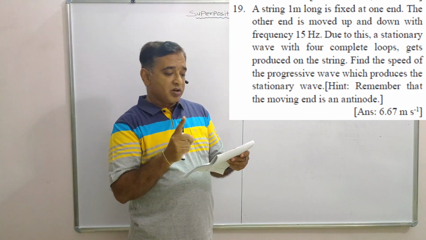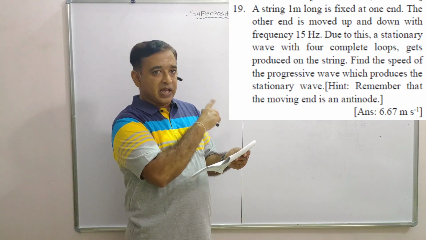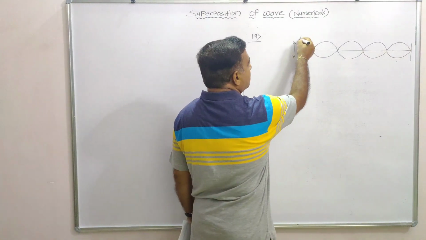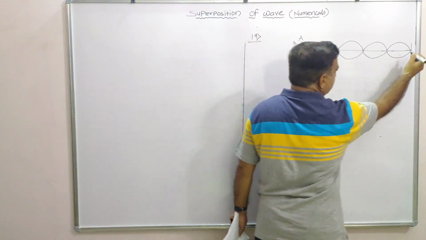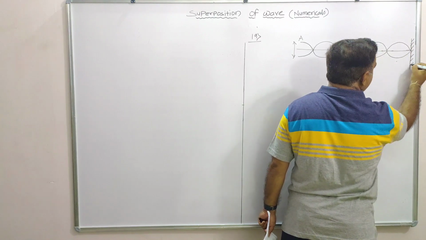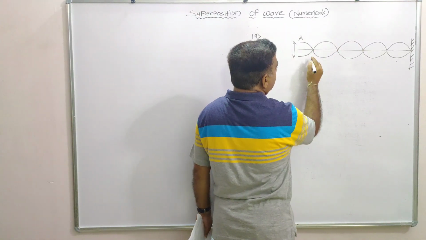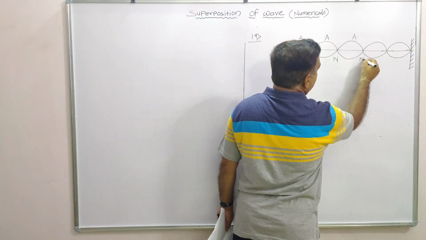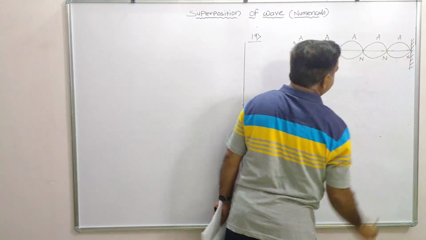The hint is clearly given. Remember that the moving end is an antinode. So we are going to observe the diagram. Okay, see the diagram. In this diagram, the open end is an antinode because we are going to move this up and down, so that complete 1, 2, 3, 4 loops are formed, and it is tied at this rigid support at the end. One loop: antinode, node, antinode, node, antinode, node, antinode, and lastly the node.